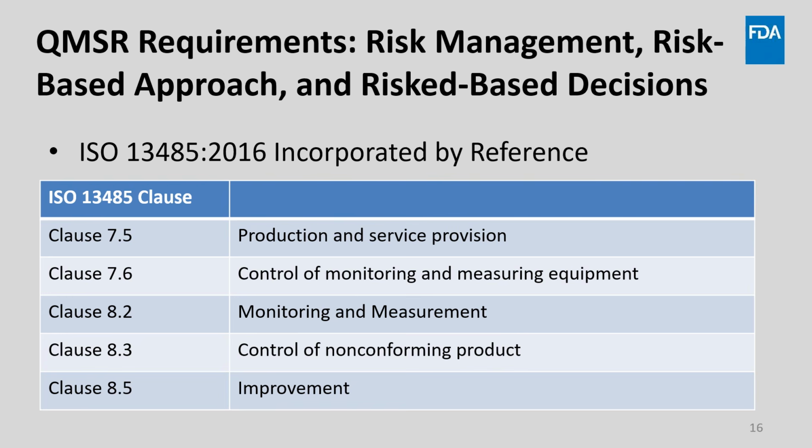QMSR requirements for risk management, use of a risk-based approach, and making risk-based decisions are also included in Clause 7.5 for production and service provision requirements, Clause 7.6 for control of monitoring and measuring requirements, Clause 8.2 for monitoring and measurement requirements, Clause 8.3 for control of nonconforming product, and Clause 8.5 for improvement. Notice how risk management permeates throughout the quality management system.